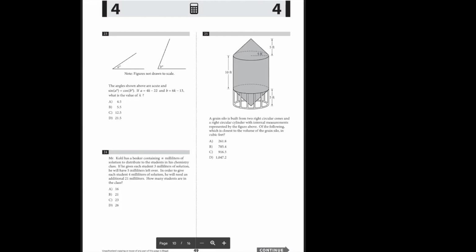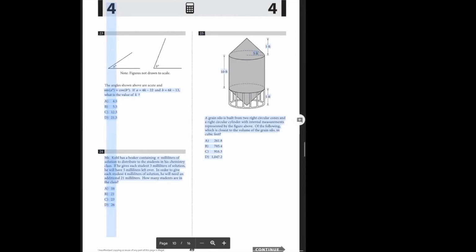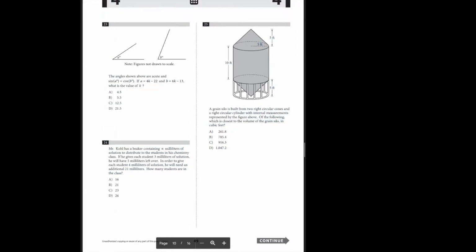It says the angles shown above are acute, and so that means that they're less than 90. And it says that sine of A is equal to cosine of B. If A is equal to 4K minus 22 and B is equal to 6K minus 13, what is the value of K? An important thing, this goes back to a rule that I talked to you guys about. In order for the sine of A to be equal to the cosine of B, A and B have to add up to 90. And that's our method of solving this problem.